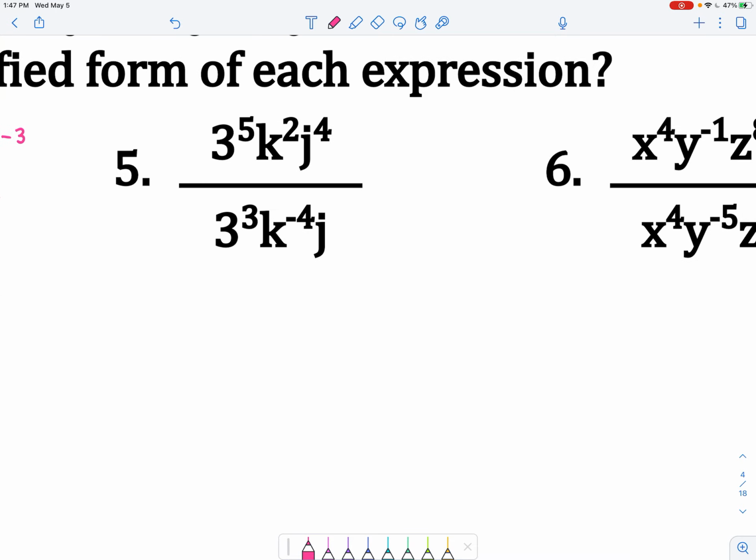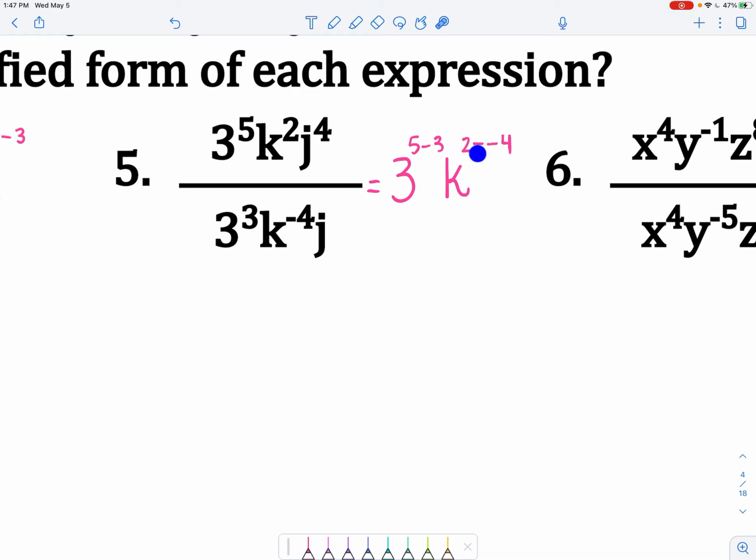For number 5, we have a base of 3 to the power 5, and then 3 to the power 3. Same thing, I'm taking that 3. You're not dividing the 3's and getting a 1. Remember, you leave the base the same, and you're subtracting those exponents. And then I'm taking that power of k and subtracting the exponents here. So I'm doing the top exponent of 2 and subtracting a -4. These double negatives turn into a positive, okay?